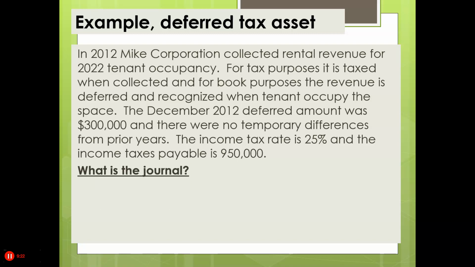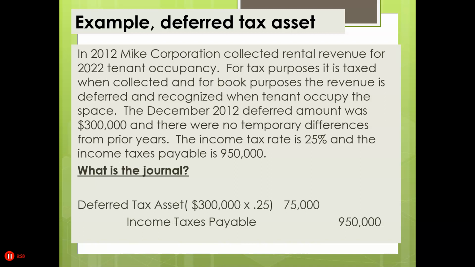What is the journal entry? Well, income taxes payable is $950,000. Deferred tax liability is our $300,000 times 25%. And then income tax expense is $875,000. Now let's take a look at another example.